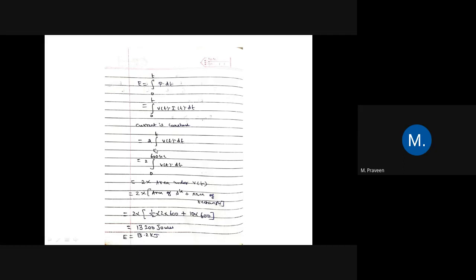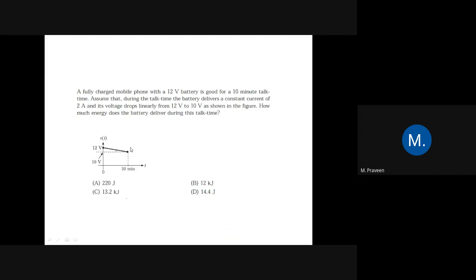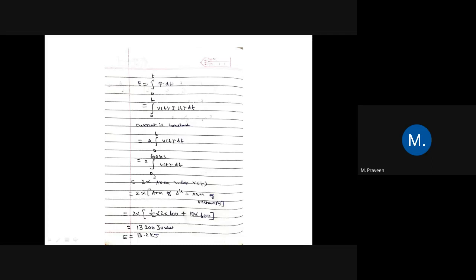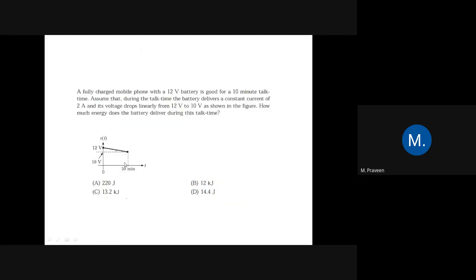Now we have to find the limits of the integration from 0 to T. From the graph, we can say that T ranges from 0 to 10 minutes. If you write a minute in seconds, you'll be getting 0 to 600 seconds. That is the limit for the overall talk time. Therefore, we can write 0 to 600 seconds of V of T into dt. That is the integration limit.